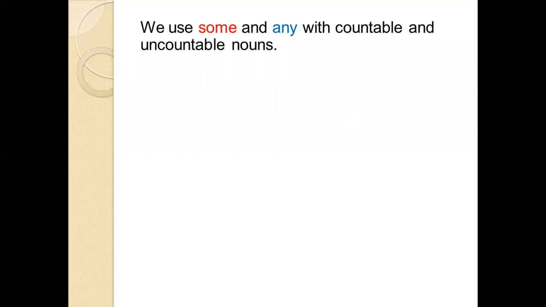So we said that countable nouns are the items that can be counted. They have singular and plural forms. But uncountable nouns are items that can't be counted. They don't have a plural form. They are always considered to be singular.